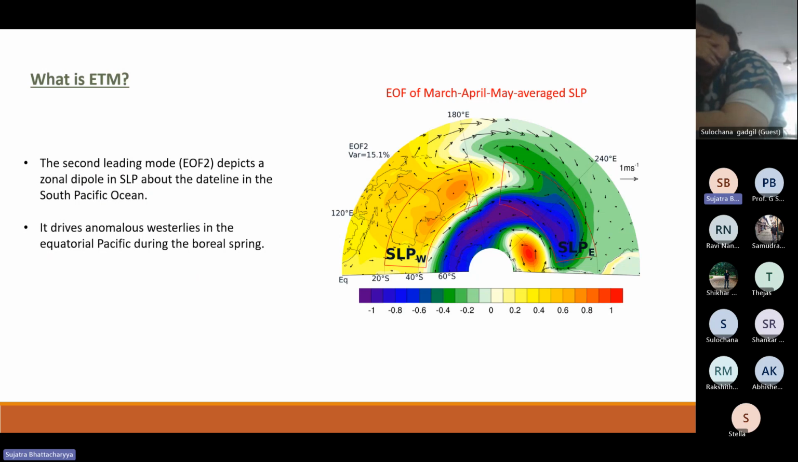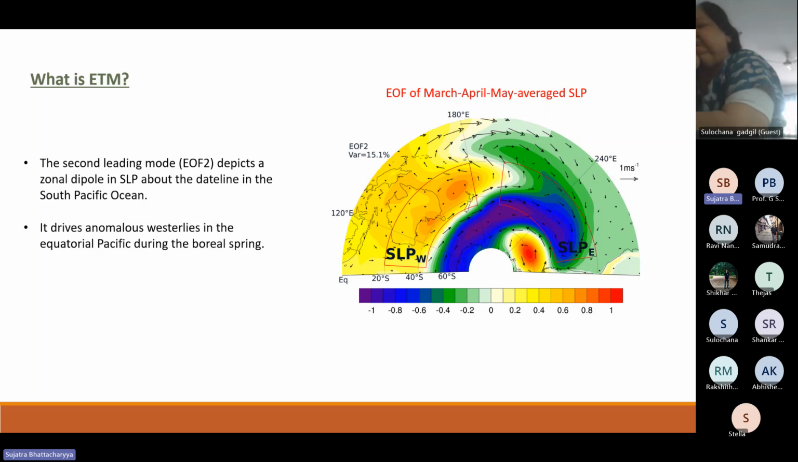I will just quickly go through this because many of you have already seen it many times. If you take the March, April, May average sea level pressure in the southern Pacific Ocean, from 45 to 290 east and the entire southern hemisphere, and do the EOF analysis of the March April May average SLP, you will get the second mode, that is EOF2. You will get this kind of dipole pattern, where you have high pressure anomalies in the western Pacific, that is Australia, and negative SLP anomalies in the eastern Pacific region, right?